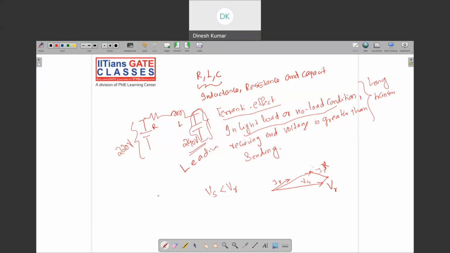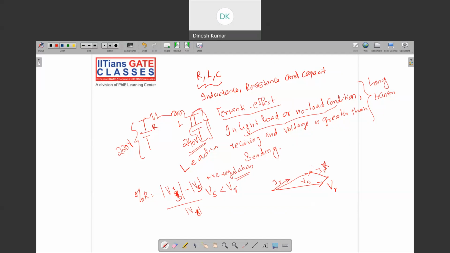Now if you take the regulation of this transmission line, percent regulation will be mod of V sending minus V receiving divided by mod of V receiving. If you define it this way, then this is negative regulation, right? Because the receiving end voltage is actually greater than the sending end voltage. The opposite way, V receiving minus V sending by V receiving, is a positive regulation. That means the voltage at the receiving end is greater than the voltage at the sending end. This particular thing is known as the Ferranti effect.